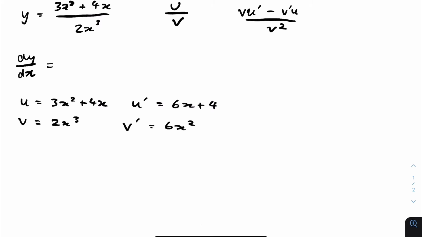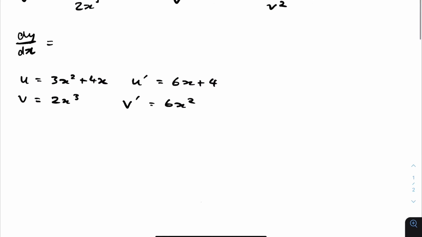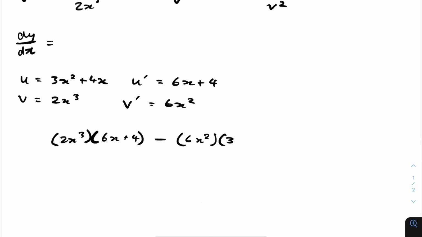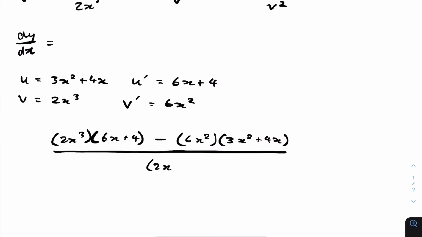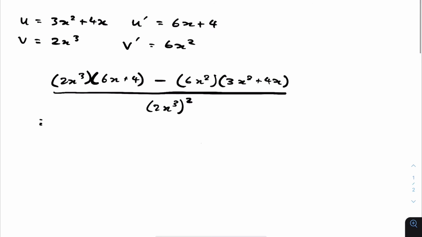Okay, now we're ready to actually evaluate this. So let's put it in the equation. We have 2x cubed times 6x plus 4. Notice I multiplied v by u prime. That's subtracted from v prime, which is 6x squared, times u, 3x squared plus 4x, which is all divided by 2x cubed, squared. Okay, I'm going to scroll down to make more space.